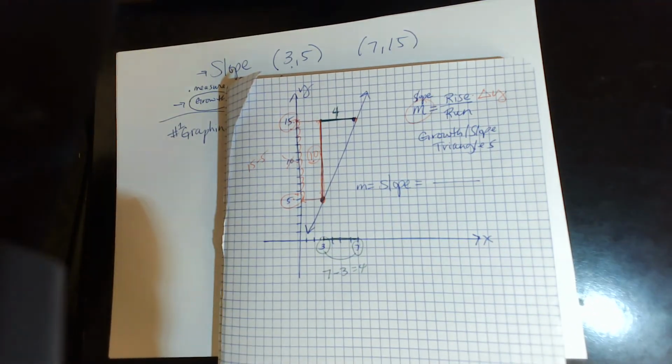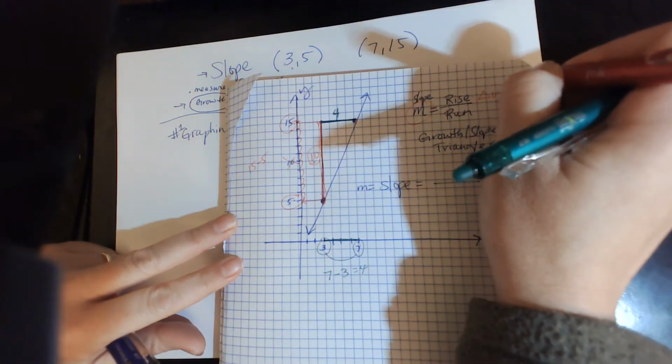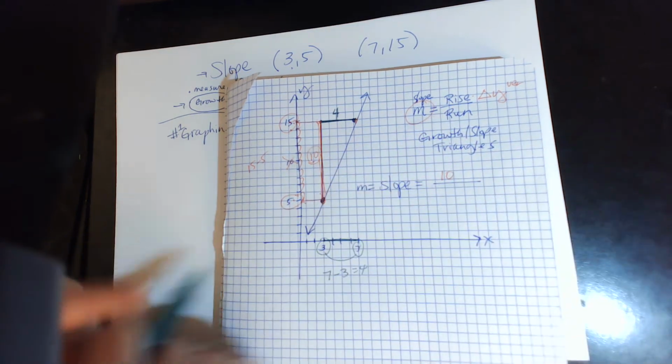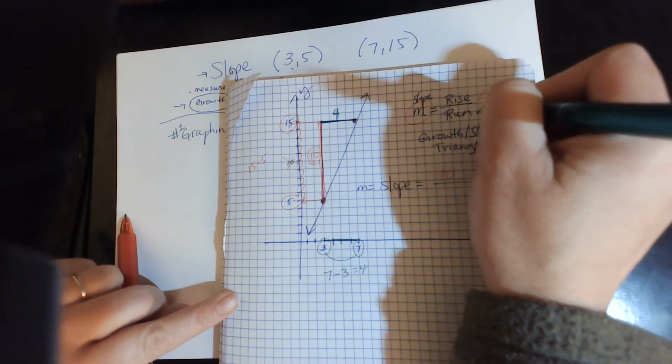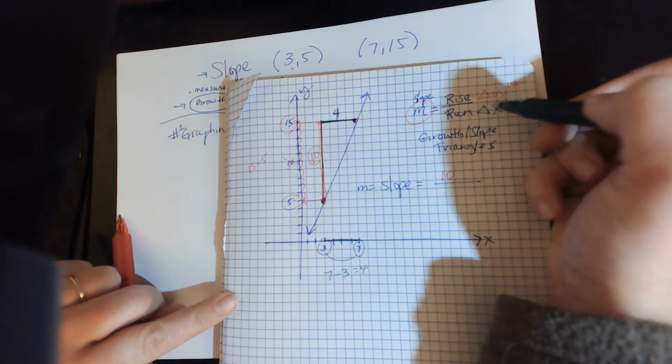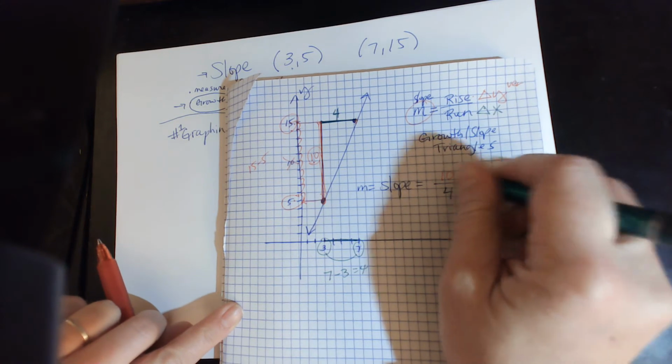Ooh, that's nice. That's better. So that change in Y, that rise, that vertical change is 10. And then that run, that horizontal change, is the change in X, right? This is delta. That means change. So the change in X is 4. Now I can reduce that fraction.